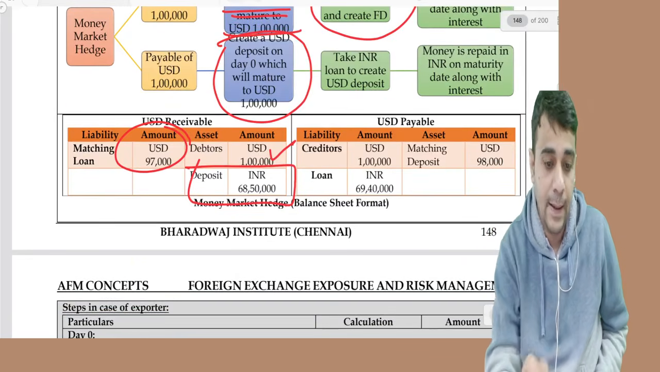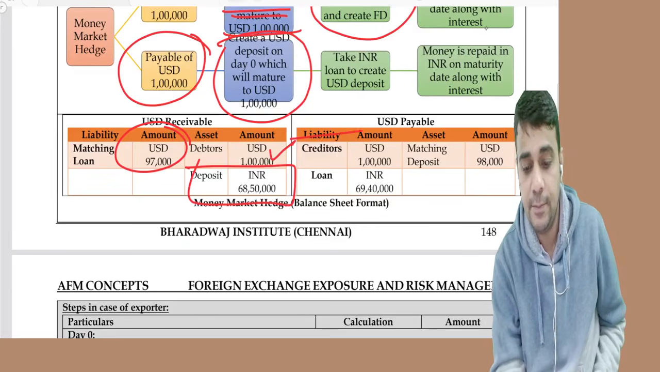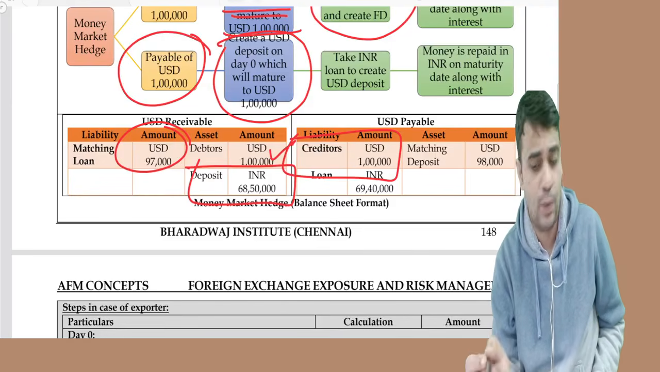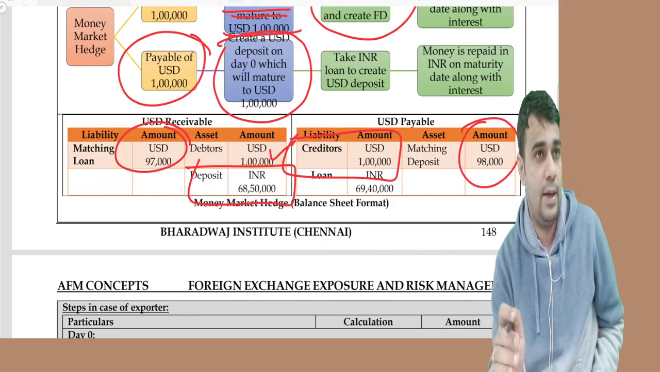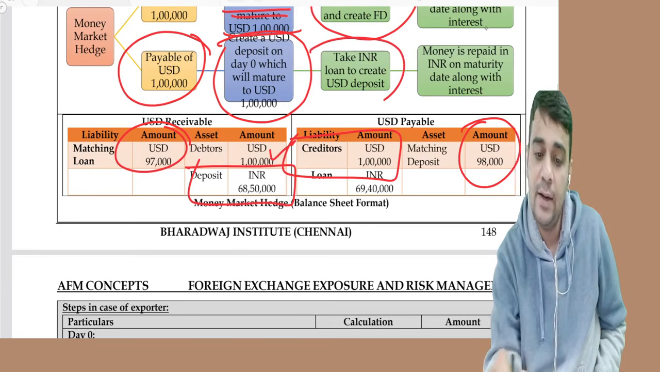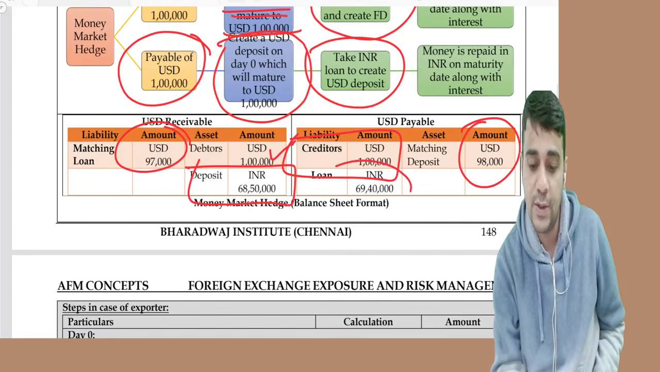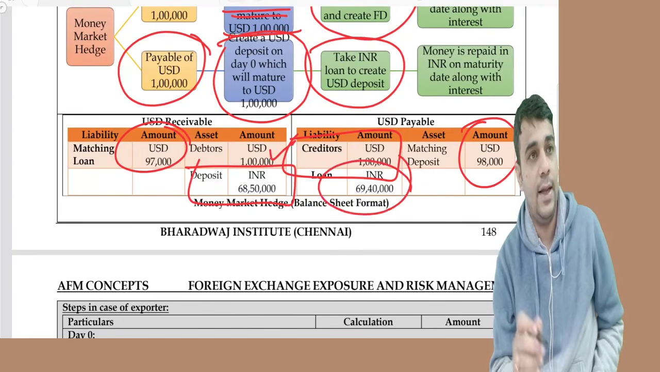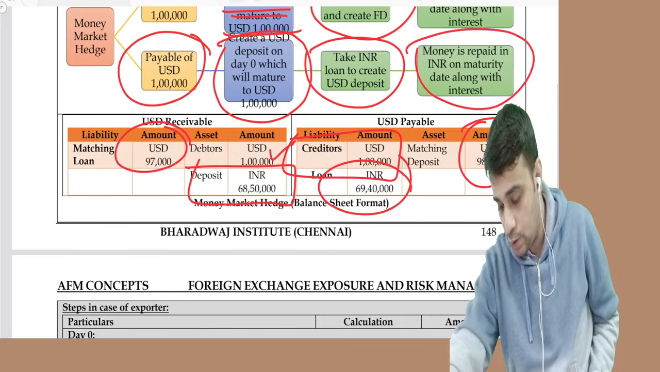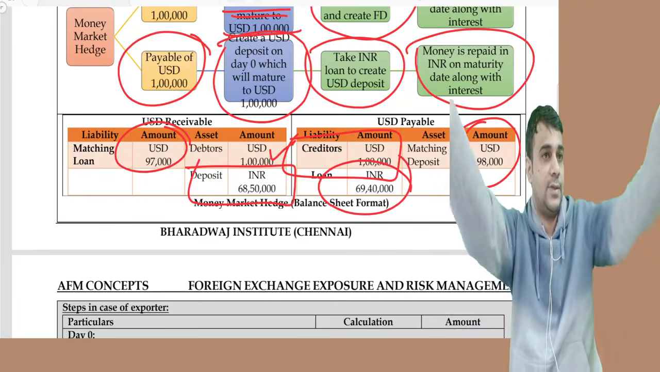Money is realized in which currency? INR. Second, payable of USD 1 lakh. Create a USD deposit which will mature to USD 1 lakh. You identify the amount only, you cannot create it. After you identify, take that loan. Loan is how much? 6940. Take a loan of 6940. Money is repaid in INR on maturity date along with interest. This is what money market hedge is all about.